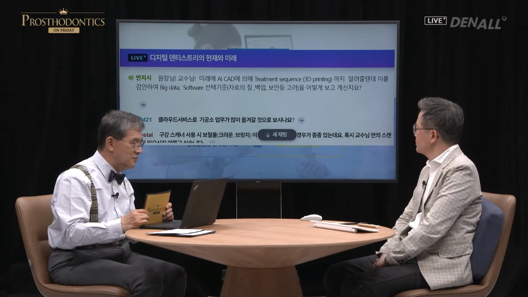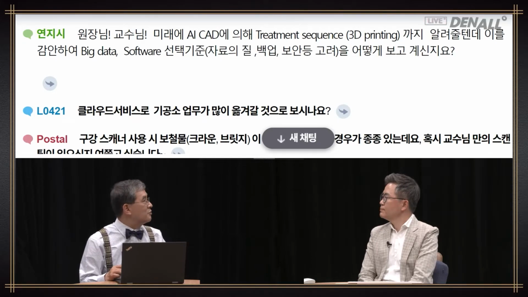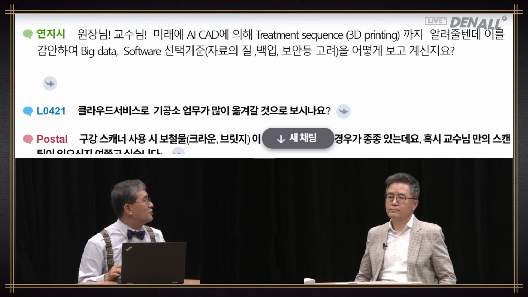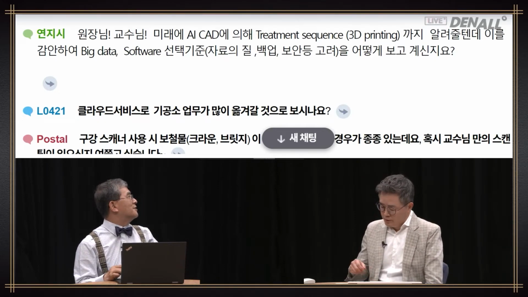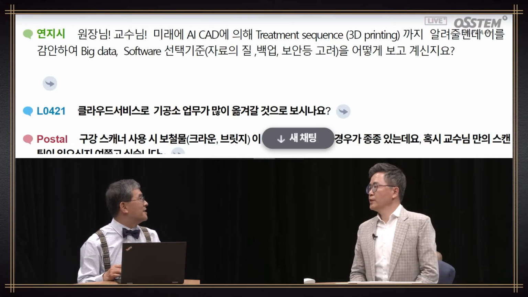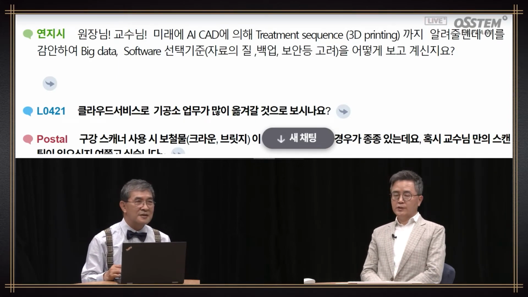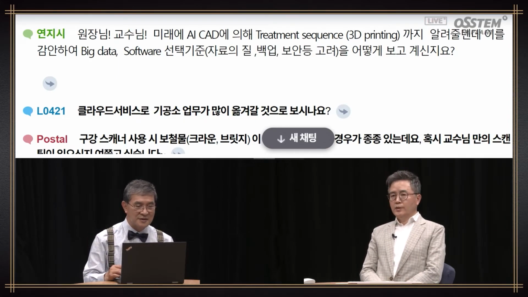ID 연지씨, in the future, treatment sequence will be provided by AI CAD, including 3D printing. What is the criteria of selecting big data and software in terms of data quality and backup and security? This is a comprehensive question, so I want to narrow it down a little bit. I think the purpose of this question is the following.